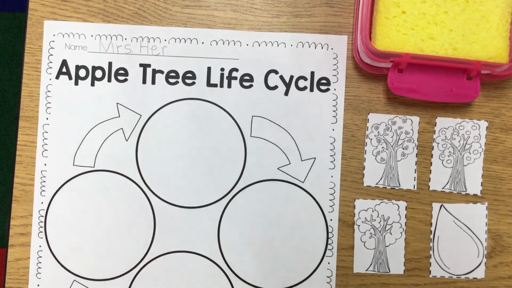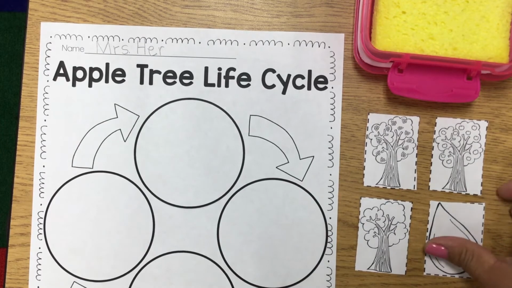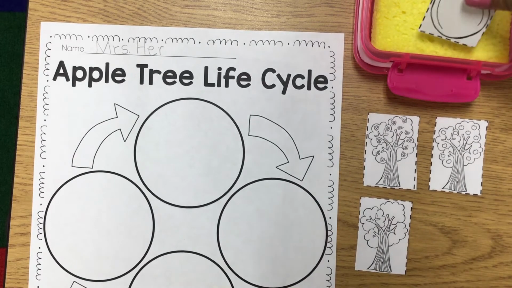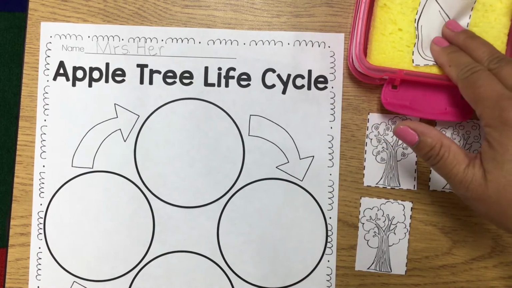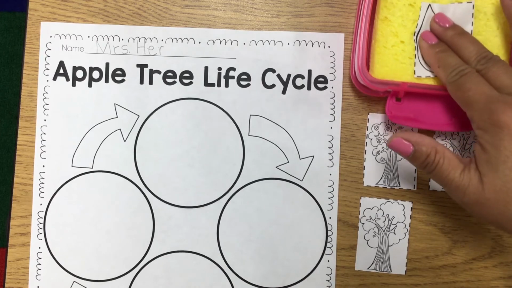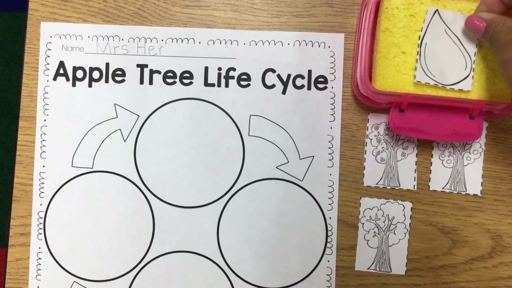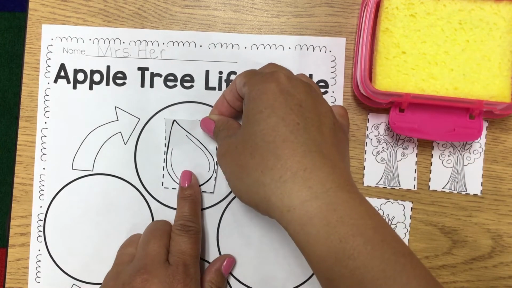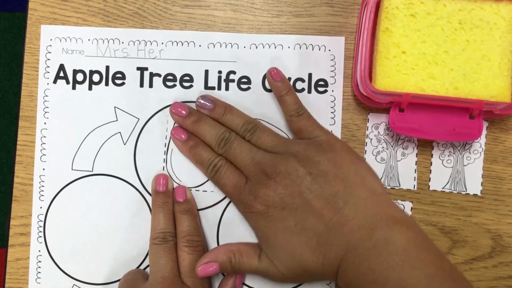apple tree life cycle. Okay, so when you listen to the story, what happens first? Do you remember? Good, you need a seed. Okay, so most plants, you normally need a seed for it to start growing. So we're going to glue the seed at the very top. Okay, remember to press it in your sponge and then put it right here. Remember, we're not coloring right now. You can color after it dries, okay?